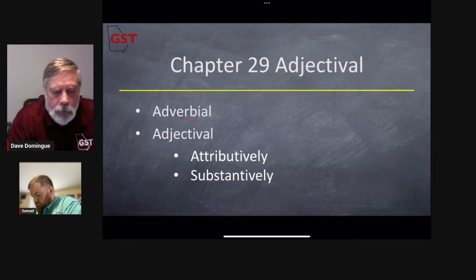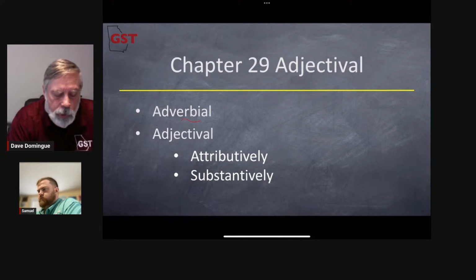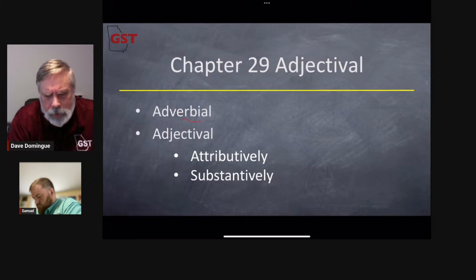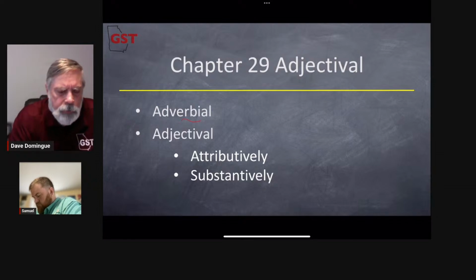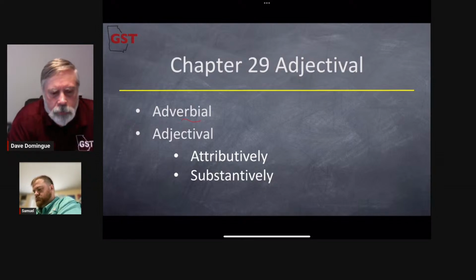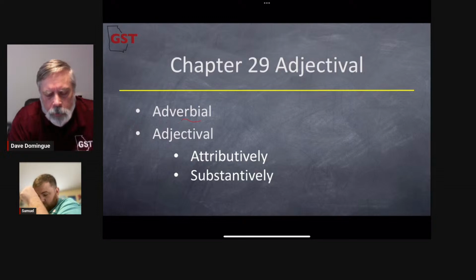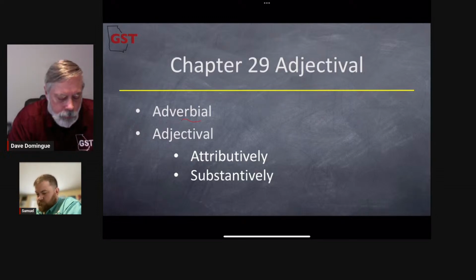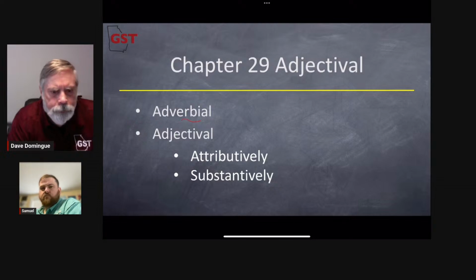So we want to look at, again, a review. I want to give a little more emphasis on adverbial. We're going to move into adjectival. We'll look at how do you know if it's functioning adverbially? How do you know if it's functioning adjectivally? If it's functioning adjectivally, then how do you know if it's functioning to modify or limit a noun or stand in place of a noun, such as a pronoun or a subject or object kind of thing? All right, does that make sense? Are we okay, Sam? Yes, sir.